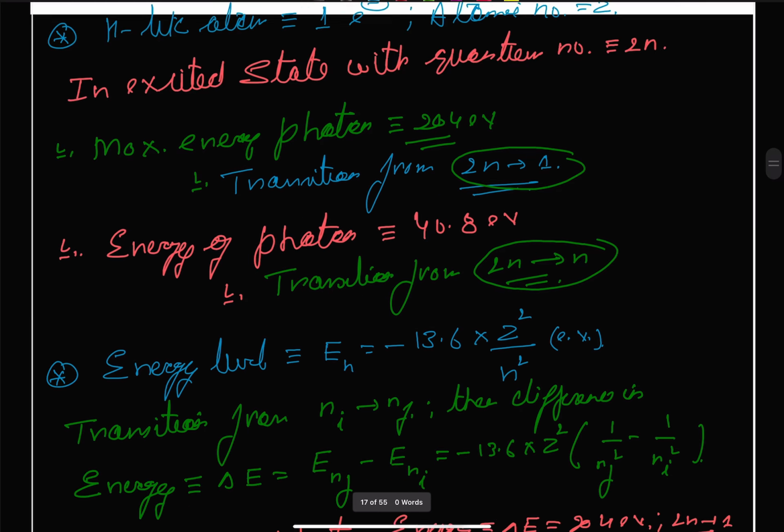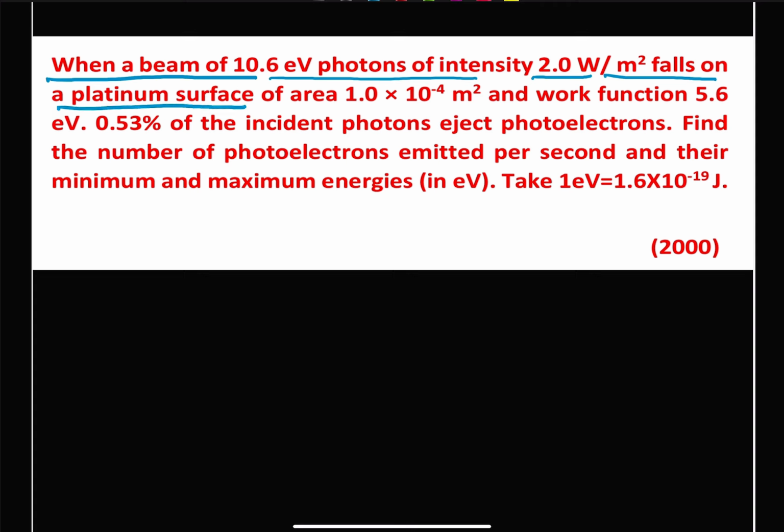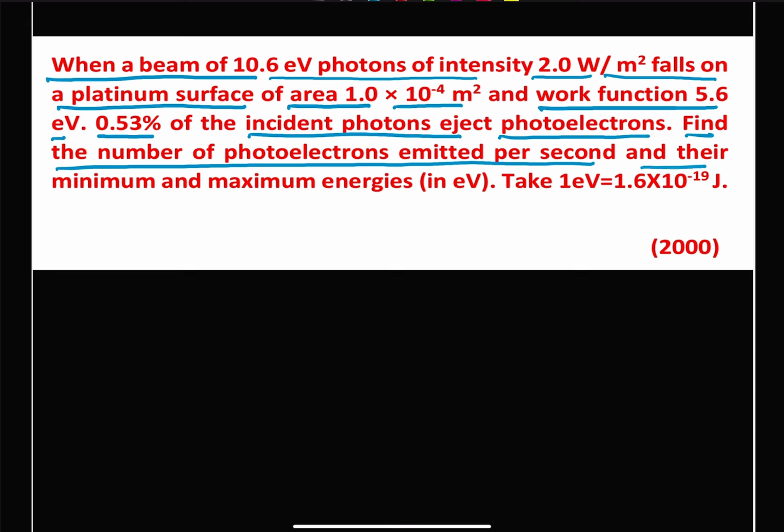Yes. Next question. It states that when a beam of 10.6 electron volt photons, intensity 2 watt per meter square, falls on a platinum surface of area 1 into 10 to the power minus 4 meter square, work function 5.6 electron volt, 0.53% of the incident photons eject photoelectrons. Find the number of photoelectrons emitted per second and their minimum and maximum energies in electron volt. Take 1 electron volt as 1.6 into 10 to the minus 19 joules.